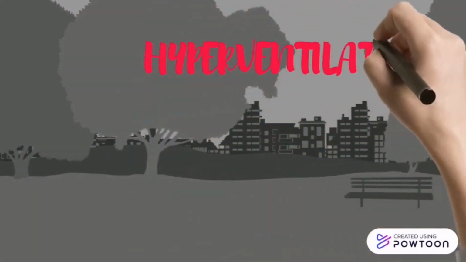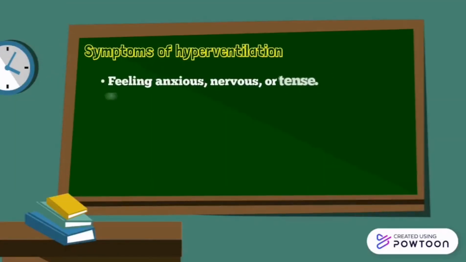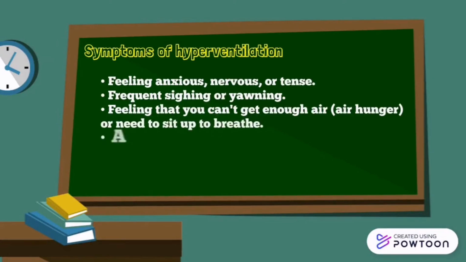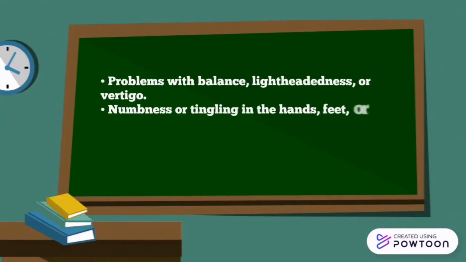How to treat hyperventilation. The symptoms of this are feeling anxious, nervous, or tense, frequent sighing or yawning, feeling that you can't get enough air or need to sit up to breathe, a pounding and racing heartbeat, problems with balance, lightheadedness or vertigo, and lastly, numbness or tingling in the hands, feet, or around the mouth.